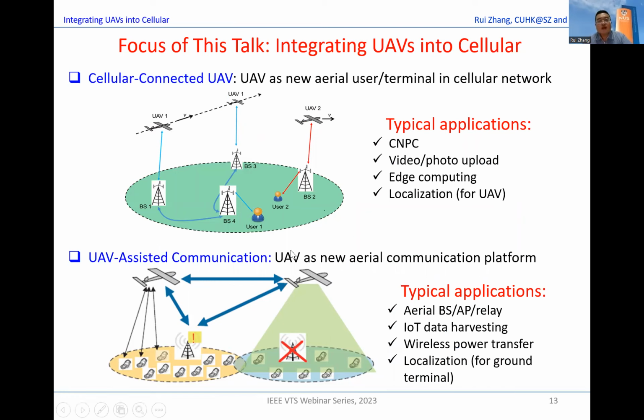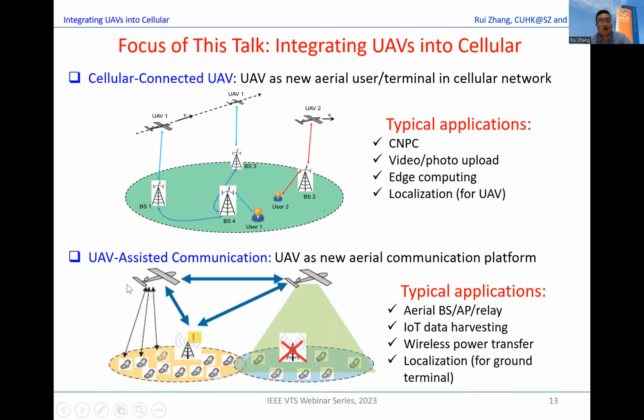And here I just want to highlight that actually there are two types of applications for UAV. One is the so-called cellular connected UAV. In this case, the UAV is considered as a new type of aerial user or terminal. You can think about flying mobile phones over the air that want to communicate with the ground pilot through the cellular network. So typical applications are CNPC and payload data like video upload. And edge computing means that the ground base station can provide such services like edge computing and even localization for UAVs, in some areas where GPS is not available.